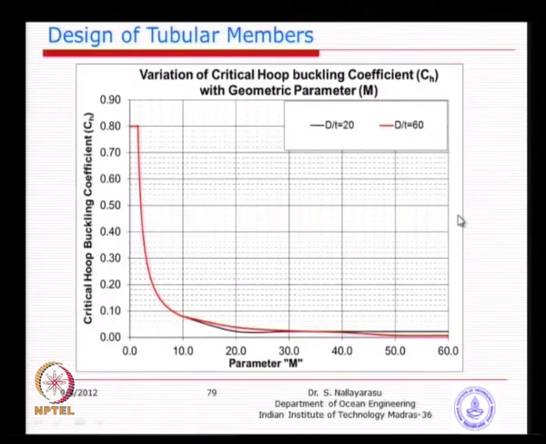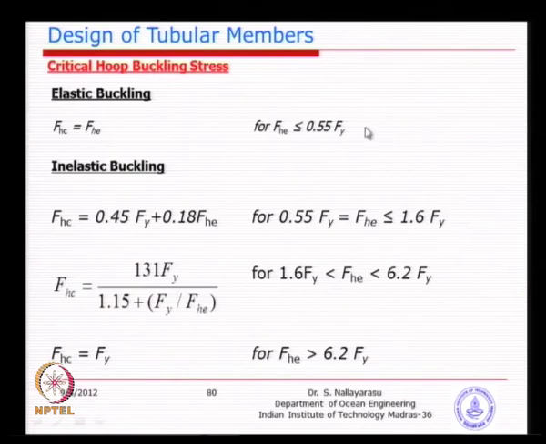Then the critical hoop buckling stress is related to the elastic buckling stress. As long as the ratio is less than 55%, you take the elastic stress as the buckling stress, and there are two more ratios given in the range of 55% to 160% of FHE. You use this empirical formula.